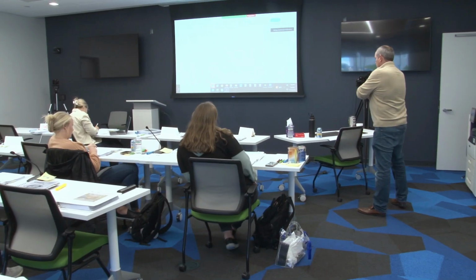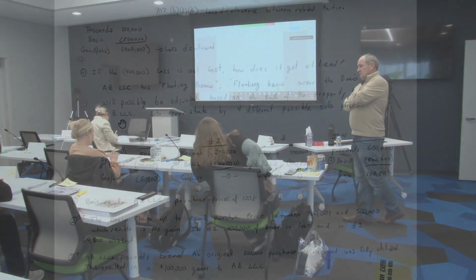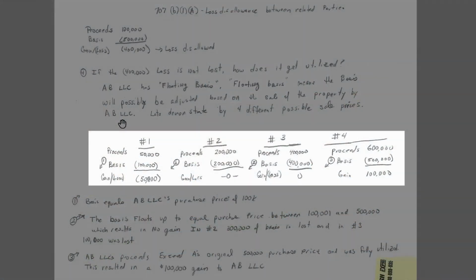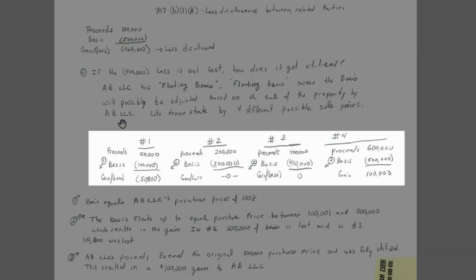Yes, I have. Okay, so we have the proceeds in scenario 1 is how much, Nate? $50,000. What is it in 2? 200. What is it in 3? 400. What is it in 4? 600. Okay, so in scenario 1, we sold it for 50. What was the basis? What was the acquisition cost by AB? The acquisition cost was 100,000. Okay, so what loss does AB have? In scenario 1, they have a loss of $50,000.